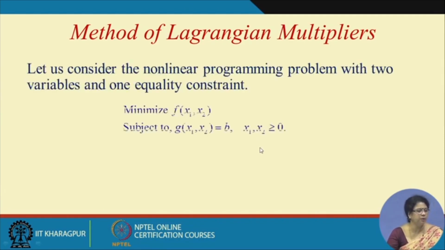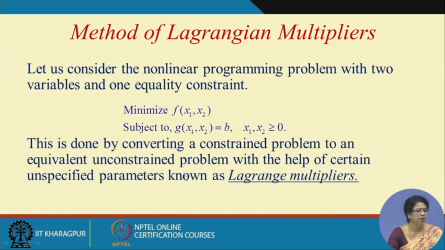And for this, again we are considering the same kind of problem. Let us consider the simplest case. Two variables are there, and one simple equality constraint is there, because if there are more equality constraints, some complications arise, which I will discuss in the next class. Today I am considering the simplest case of the Lagrangian multiplier method, where only one constraint is there.